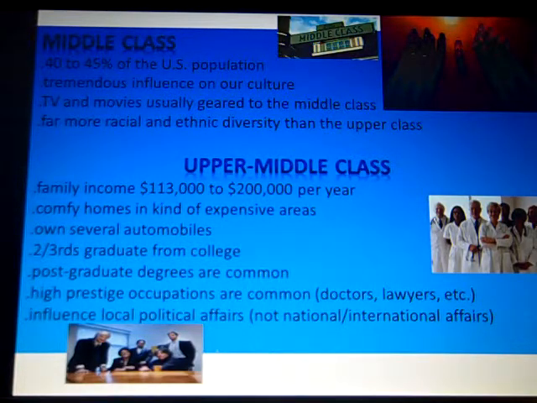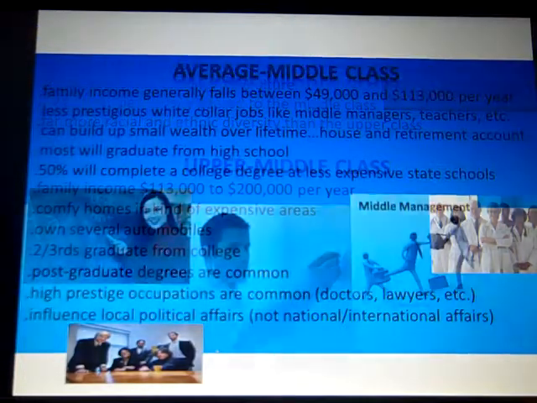Comfortable homes in kind of expensive areas. They may own several automobiles. Two-thirds graduate from college. Postgraduate degrees are also very common. High prestige occupations such as doctors, lawyers, etc. are very common. And individuals in the upper middle class influence local political affairs, unlike people in the upper class who can influence national or international affairs. So we start to see some trends.